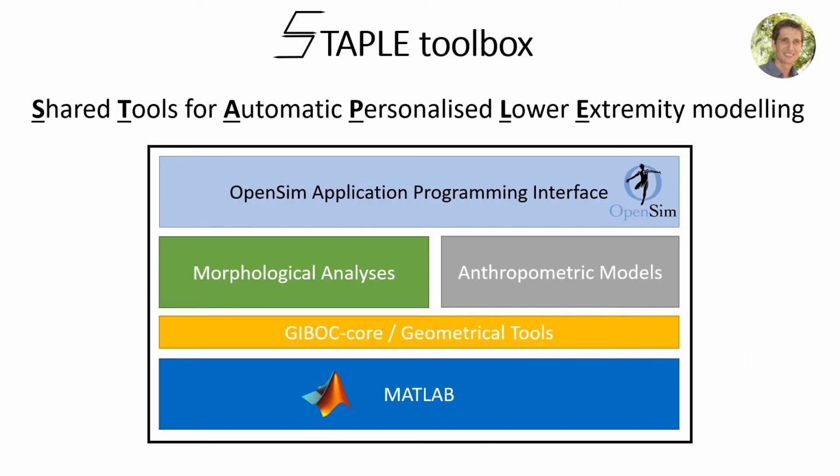With the aim of overcoming these difficulties, Jean-Baptiste Renaud and I have created Staple, a MATLAB toolbox, the name of which stands for Shared Tools for Automatic Personalized Lower Extremity Modeling. Staple builds on top of GBOK, which is a toolbox for morphological analysis written by Jean-Baptiste during his PhD. And Staple implements all the modeling operations that are required to create a lower limb model. The models are in OpenSim format and are generated using the Application Programming Interface (API) of OpenSim 4.